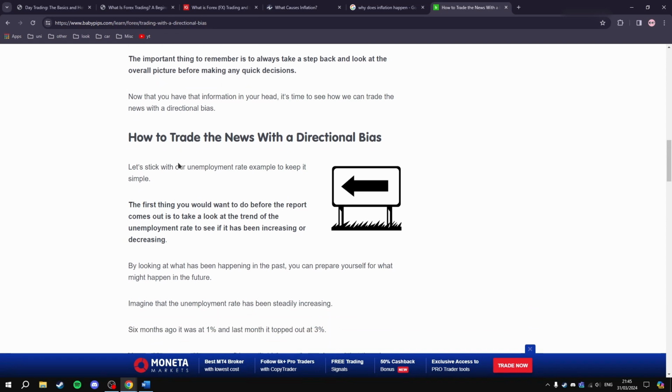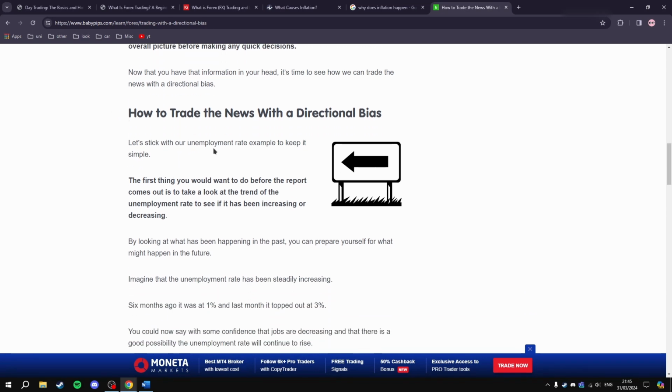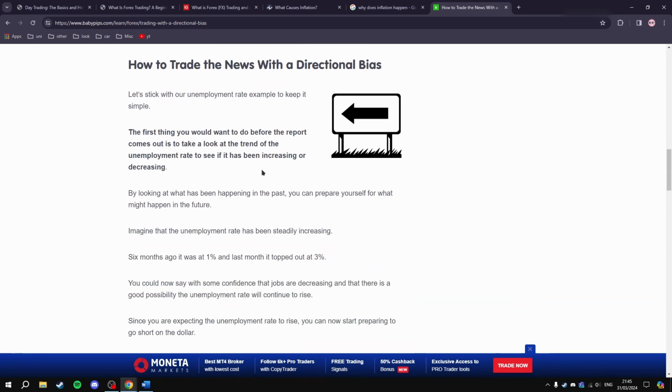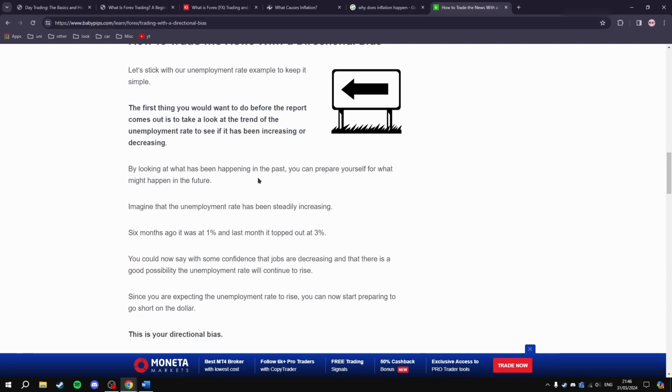How to trade the news with a directional bias. Let's stick with our unemployment rate example to keep it simple. The first thing you would want to do before the report comes out is to take a look at the trend of the unemployment rate to see if it has been increasing or decreasing.